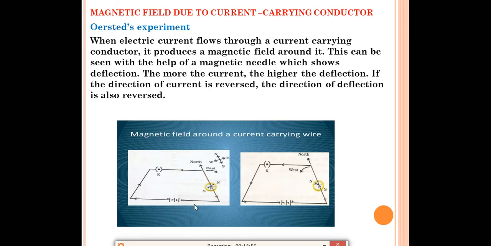This is one of the wires in which the current is flowing, and in this the deflection can be seen in the wire towards the east. But in this one, if the direction of the current is reversed, you can see the arrow mark, the direction is also reversed from south to north. See the direction from south to north. The needle is moving towards the west direction, but in the first one the needle is moving towards the east direction, right?